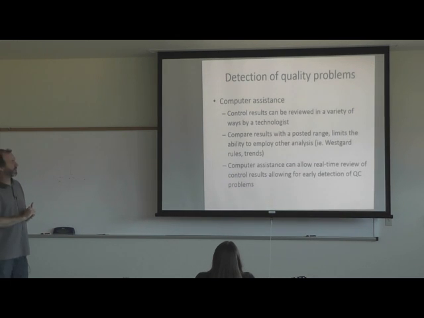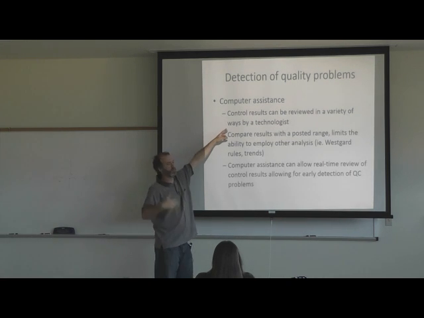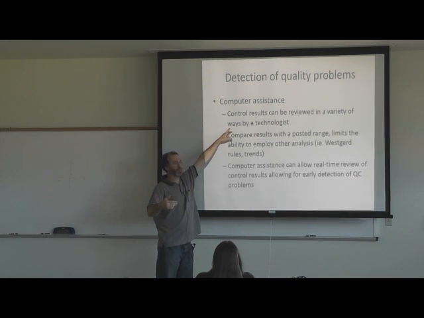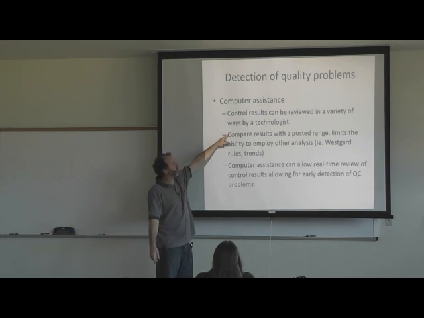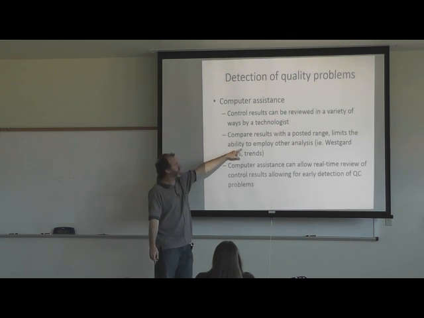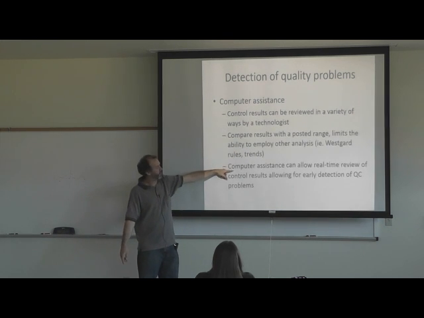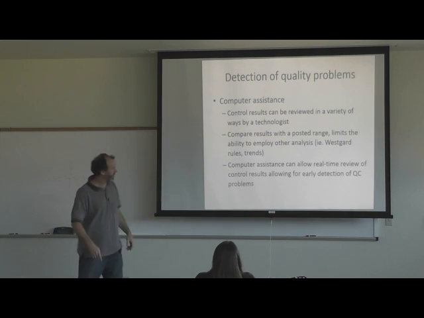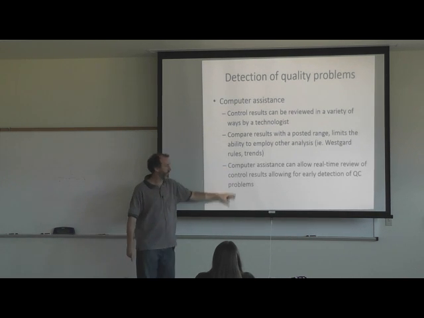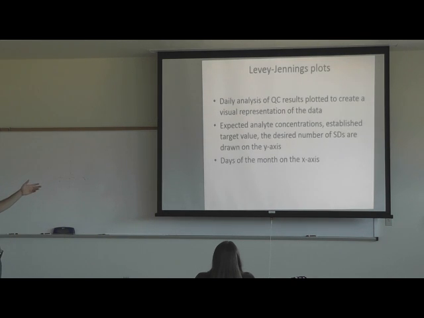So how are you going to detect these quality problems? Like I told you, these days the computer will tell you all these Westgard rules, and they'll probably program it in there. But control results can be reviewed in a variety of ways. Comparing results with posted range limits restricts the ability to employ other analysis, and we're going to talk about Westgard rules. Computer assistance can allow real-time review of control results, allowing early detection of QC problems. And Westgard rules are based on these Levey-Jennings plots. These were the plots you were looking at.